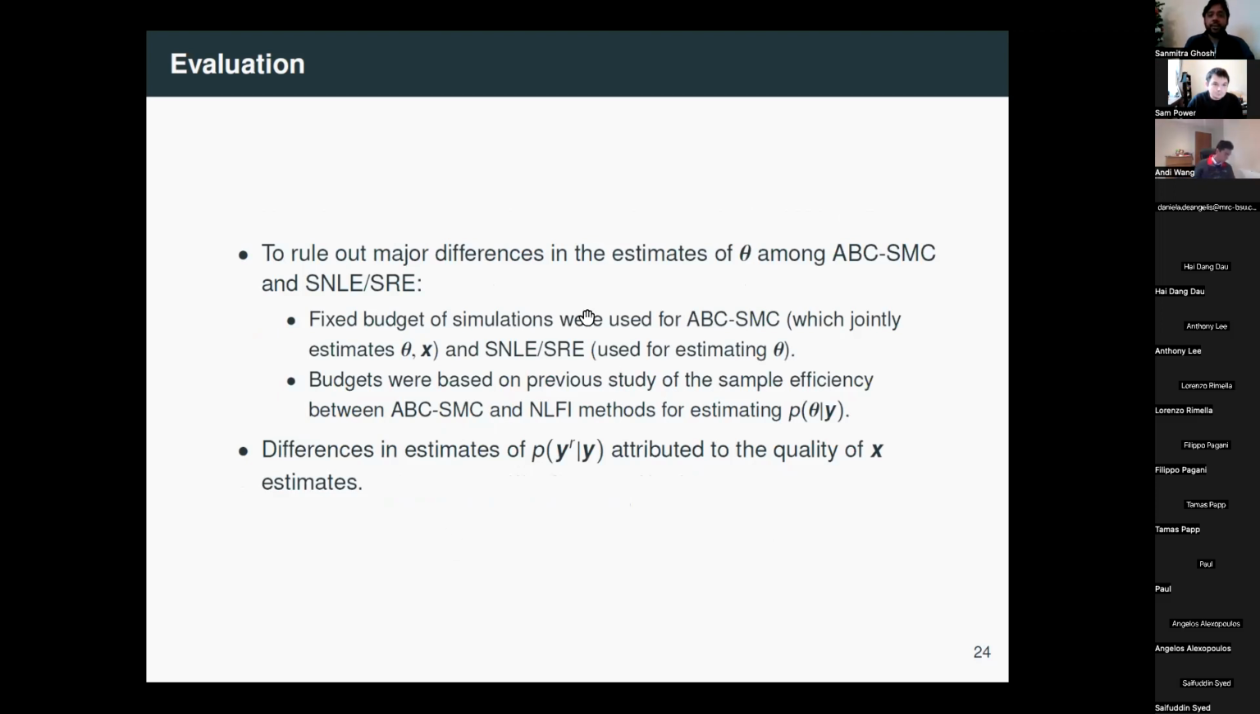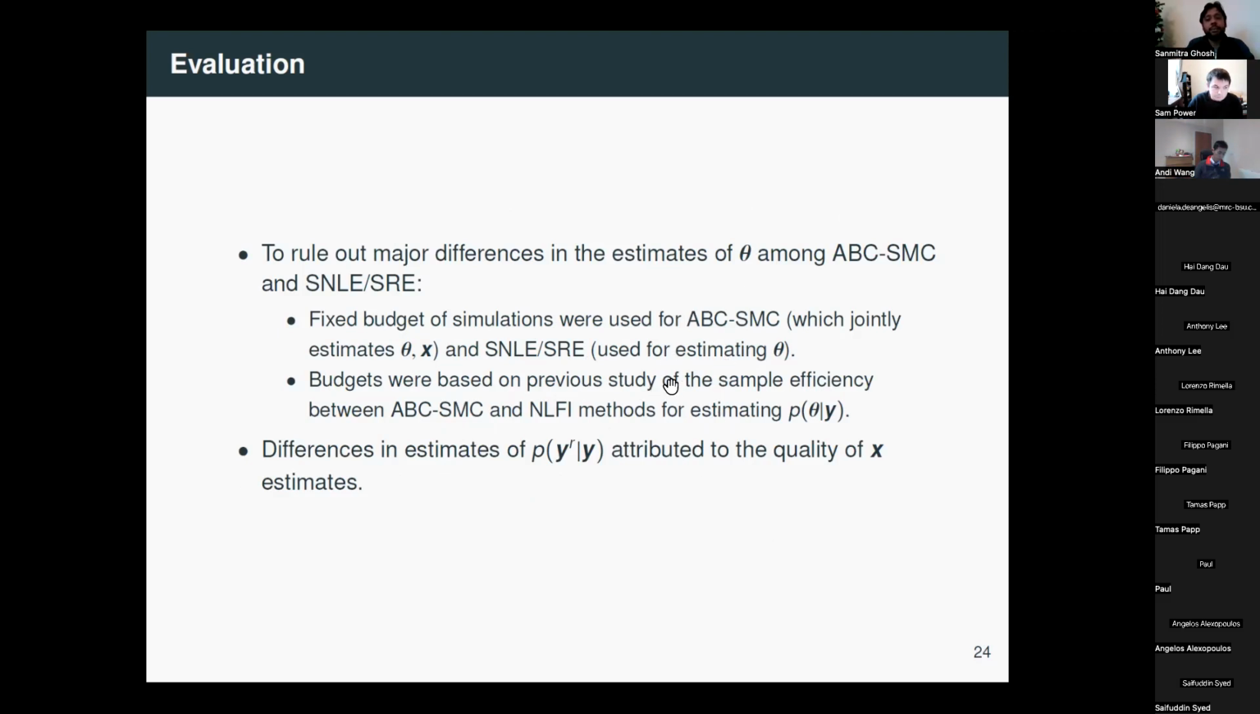As I said, to rule out the differences, we used a fixed budget of simulation because ABC simulates them jointly, and this is estimating only theta. So basically, we had to figure out what would be enough so that both of them come to at least the same ballpark, right?